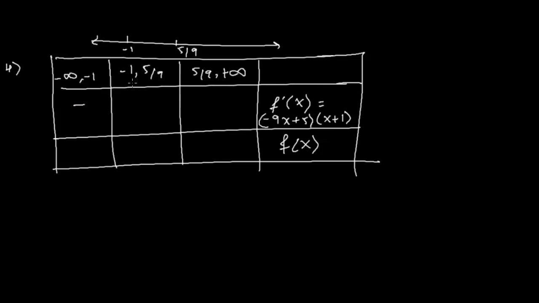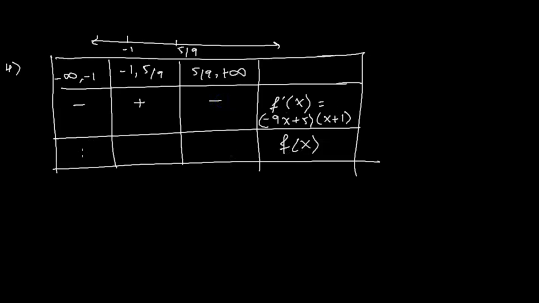When we pick any value from negative 1 to 5 by 9, as 0 lies in between this interval, we would use 0 here. Negative 9 times 0 is 0, plus 5 is a positive answer. Here 0 plus 1 is a plus 1, which is also a positive answer. So the derivative function is positive. If we go to the last interval, let's say we select 10, we sub that in here. So we get a negative 90 plus 5, which is a negative answer, and 10 plus 1 is a positive answer. So negative times positive is again a negative.